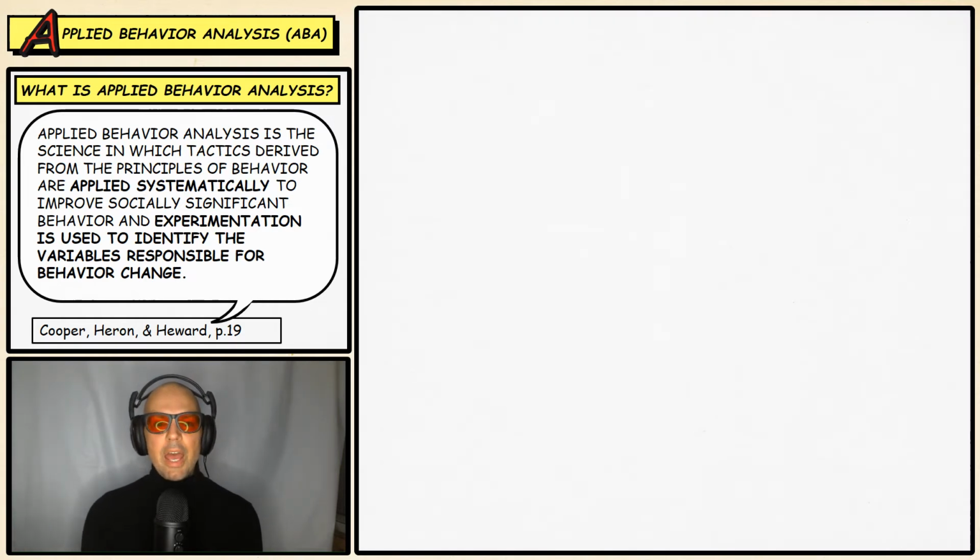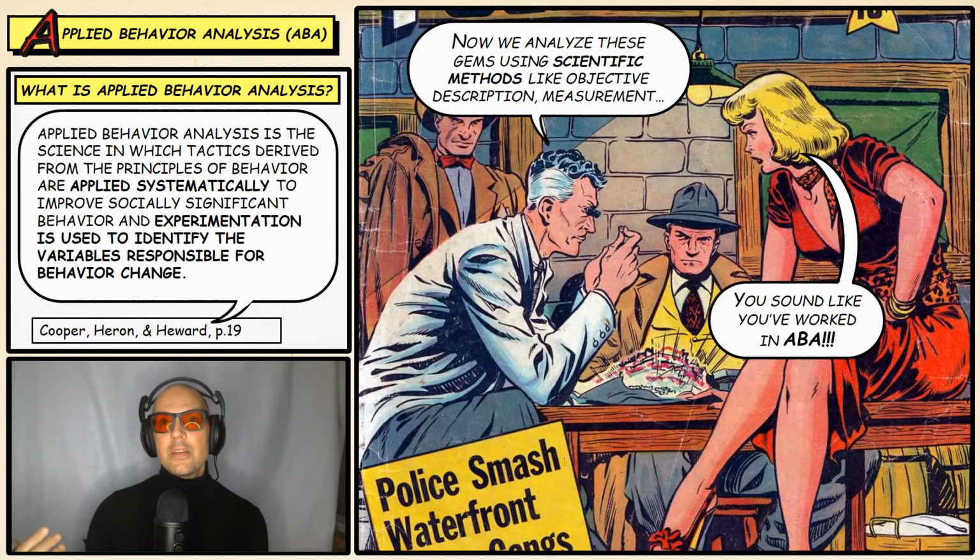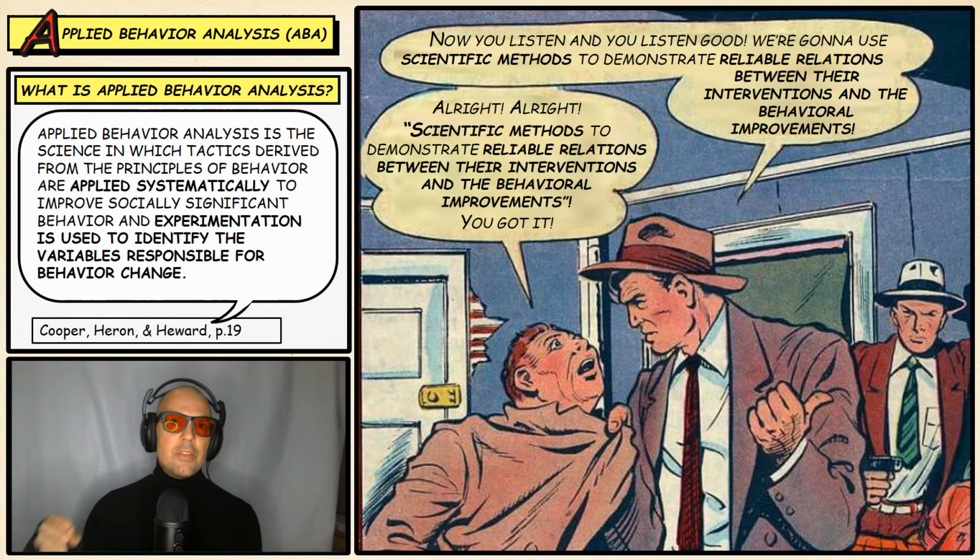And then finally, we have the methods by which applied behavior analysis attains those goals. So the methods that we're going to be using are scientific methods. So we're going to take a look at things like objective description. We're going to take a look at things like scientific measurement. We're going to take a look at a lot of things that have to deal with experimentation. And these are all to demonstrate those reliable relations between interventions, the things that we do to somebody in order to change their behavior, and behavioral improvements. That is, whether or not their behavior actually changes.